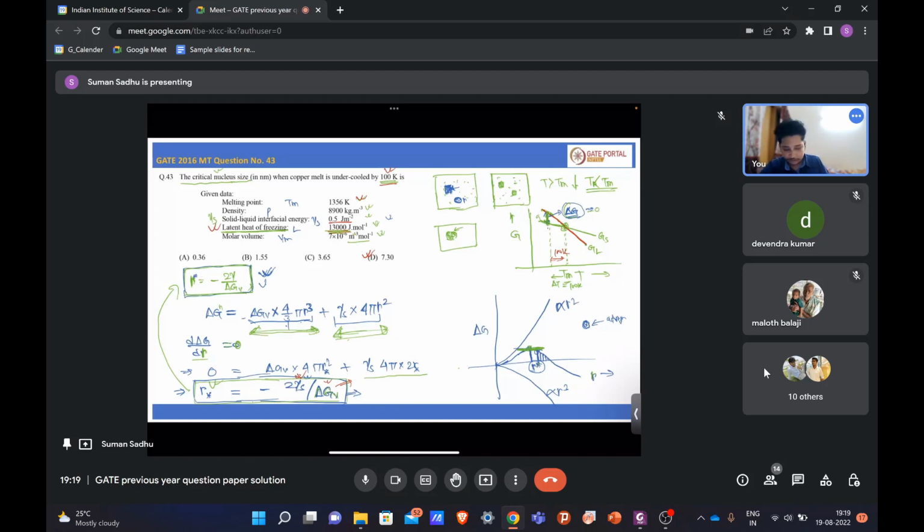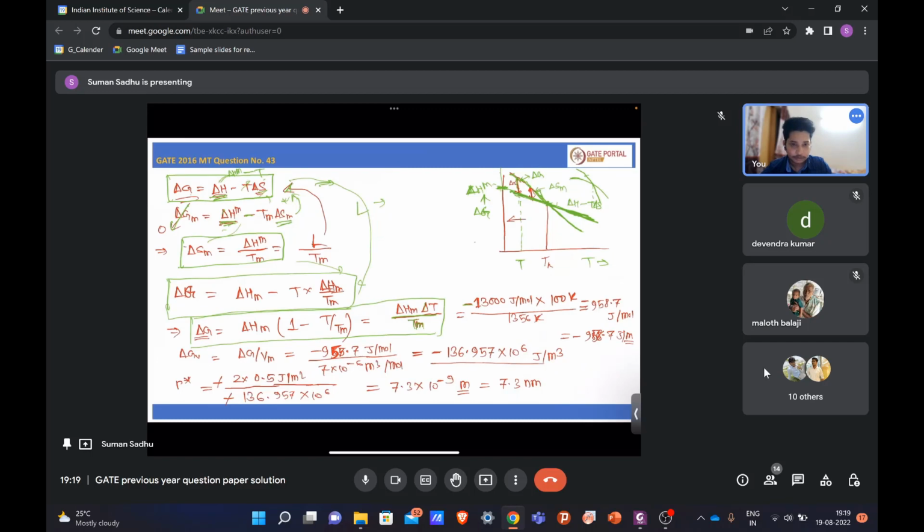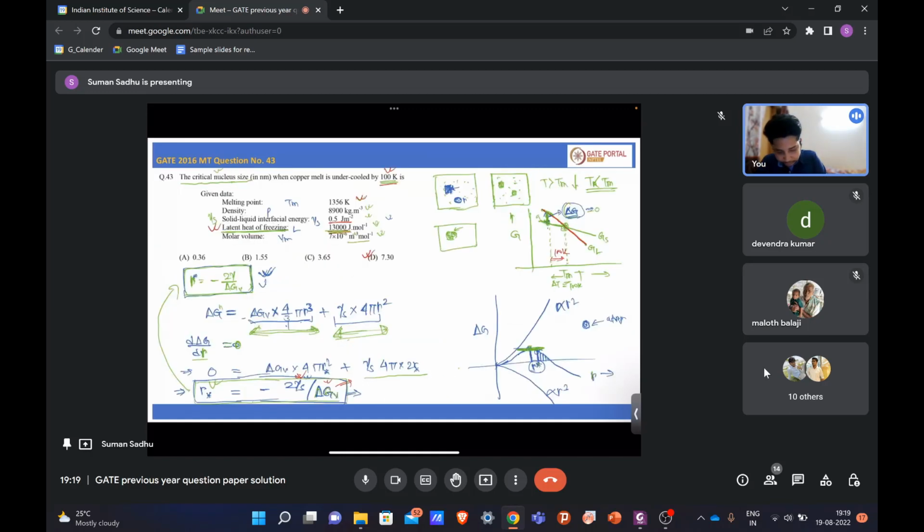If you calculate this, you will get minus 958.7 joule per mole. Now this delta G is not the volume free energy. This is free energy per unit mole. So now you have to find the delta GV term. In order to calculate R star, you have to find out delta GV. Delta GV is the volume free energy, and its unit is joule per meter cube.